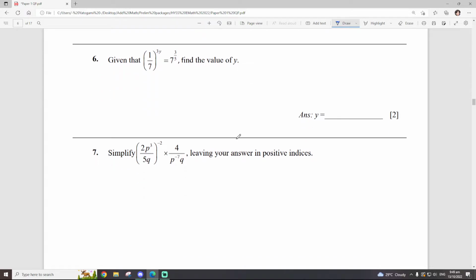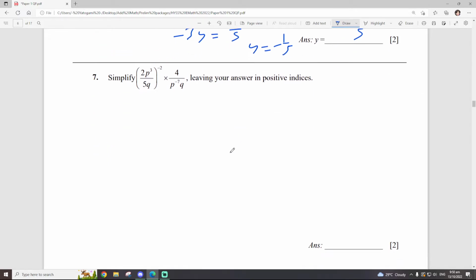Question 6, we have this, find the value of y. Okay. So this is actually 7 power negative 1. So this is 7 power minus 3y equals to 7 to the power of 3 over 5. Because they are the same base, we can get rid of the base. So negative 3y is 3 over 5. Y is negative 1 over 5. Okay.